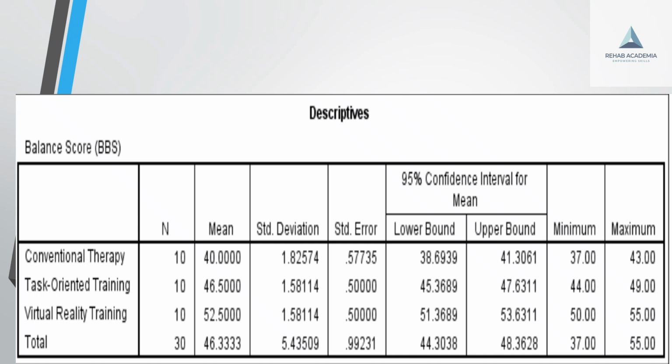The highest balance scores were observed in the virtual reality training group, which is 52.50 and standard deviation 1.58. The overall mean Berg Balance score across all participants was 46.33 and standard deviation 5.44.